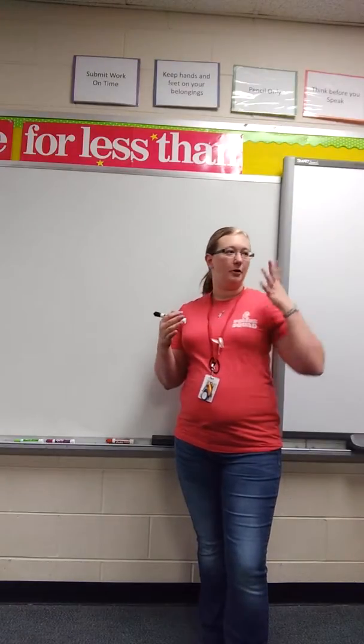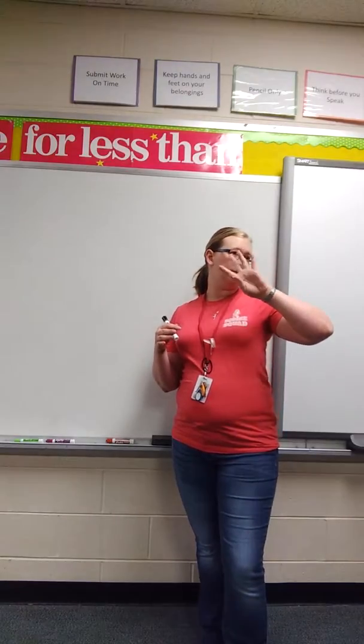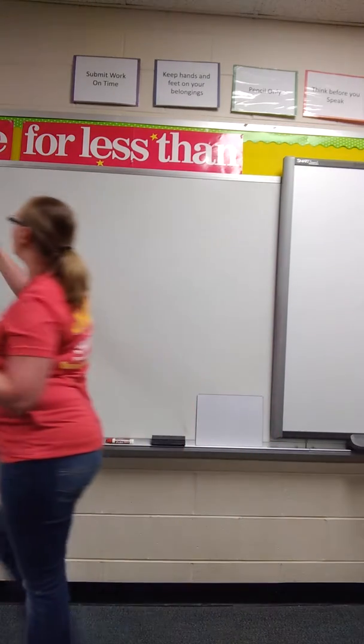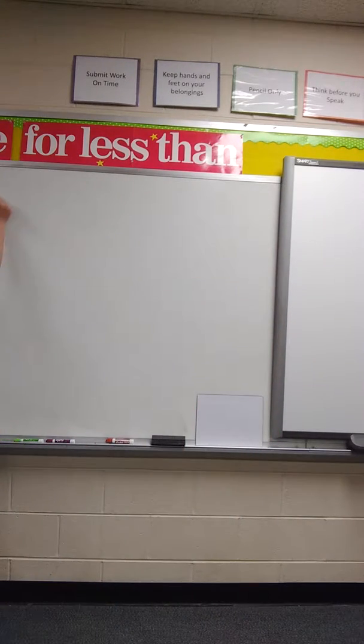All right, so we have 4 different types of problems that we could see, correct? We could have a positive times a positive. We could have a positive times a negative. We could have a negative times a positive. Or we could have a negative times a negative. Those are 4 problem types, correct? Okay?